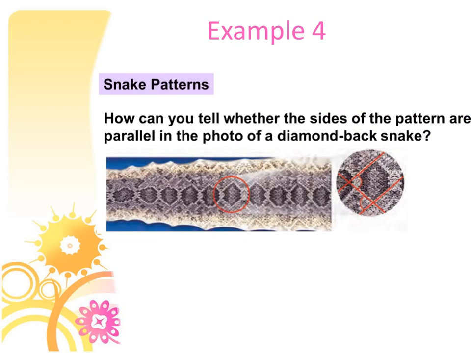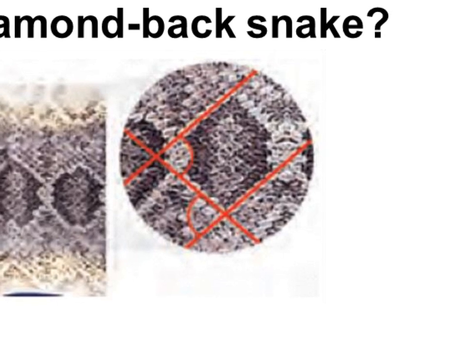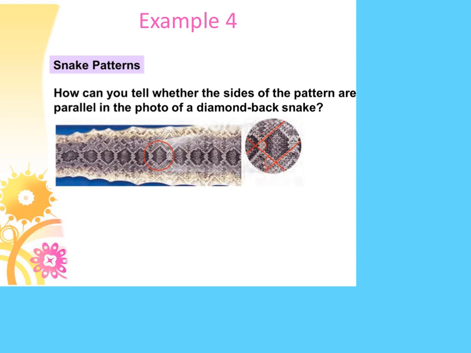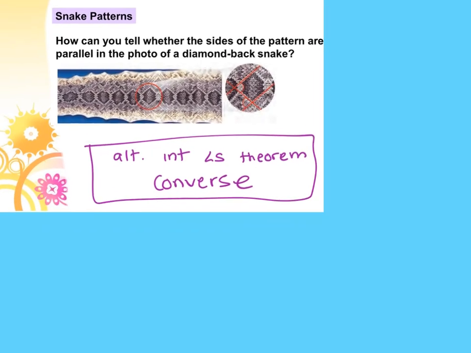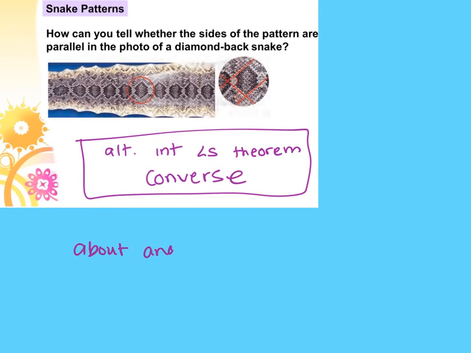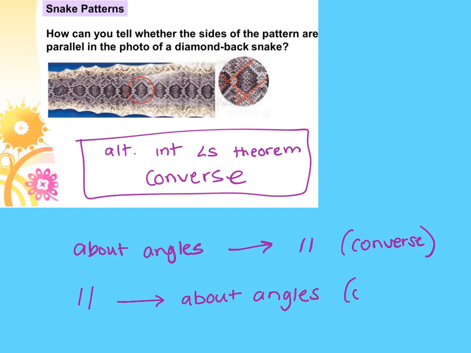All right. How can you tell whether the sides of the pattern are parallel in the photo of the diamondback snake? I know I hate snakes too, but it's an example in your book. If you zoom in on that pattern, you'll see it here, alternate interior. So what would make them parallel? Converse. Good. Again, if the information you have is about the angles and you are proving the lines are parallel, that's all the converses. If you have the information that they're parallel, so you're proving information about the angles, then this is your original postulates and theorems.